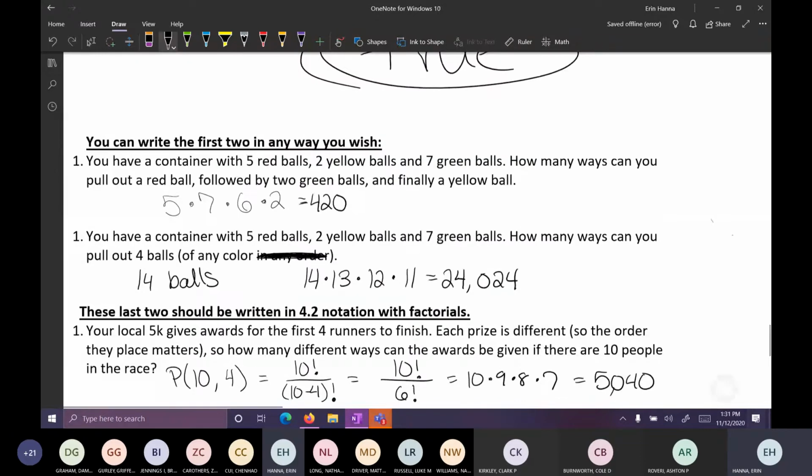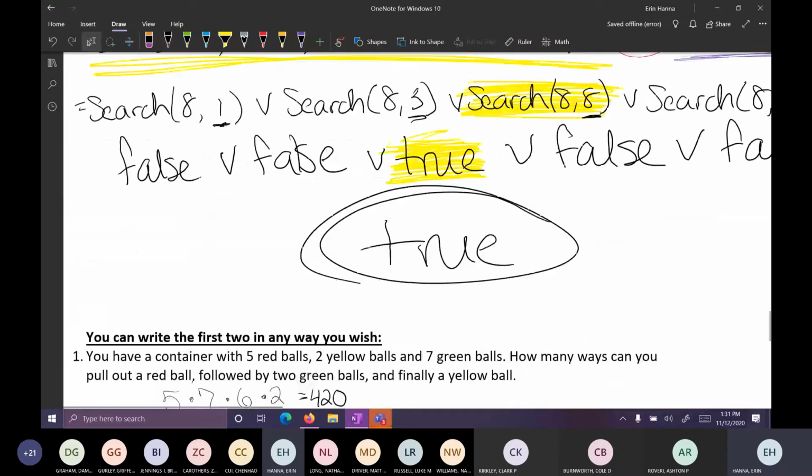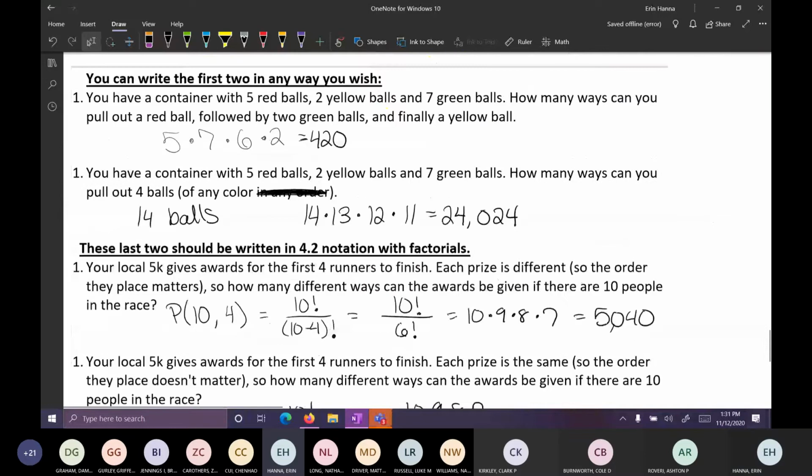Back up in the first one. So it's because of the fact, whoops, because of the fact that we have to pull 2 green balls in succession. So the first choice, we only have 5 red balls, so we have 5 choices for that one. But then when we get to having to pull the green balls out, we start with 7 green balls, so I have a choice of 7. But then I have to pull a second one out.